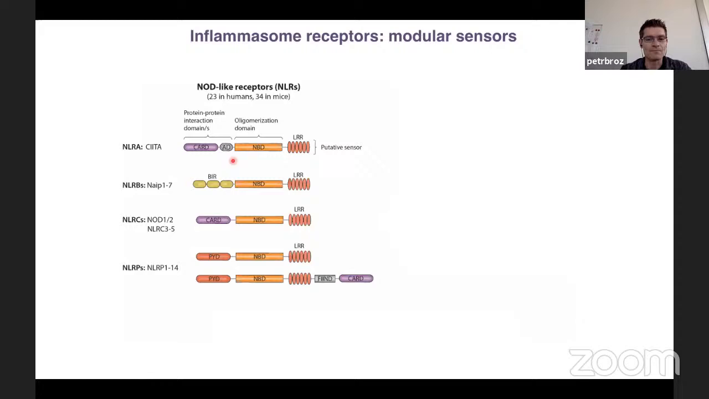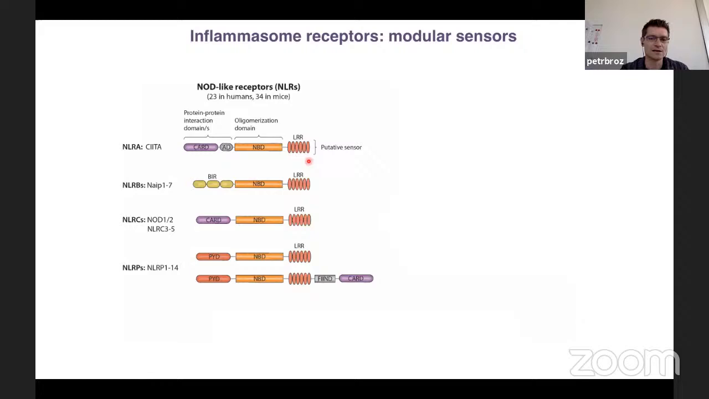So what is the same in all of these is that they contain an oligomerization domain. So this is this NBD, or nucleotide binding and oligomerization domain, which uses ATP to oligomerize the protein. They have these leucine-rich repeats, which in the past have been thought to be involved in the sensing of ligands in analogy to toll-like receptors, but actually this is not the case. In most cases, it's not the LRR directly sensing, but contributing to the sensing of the ligand.